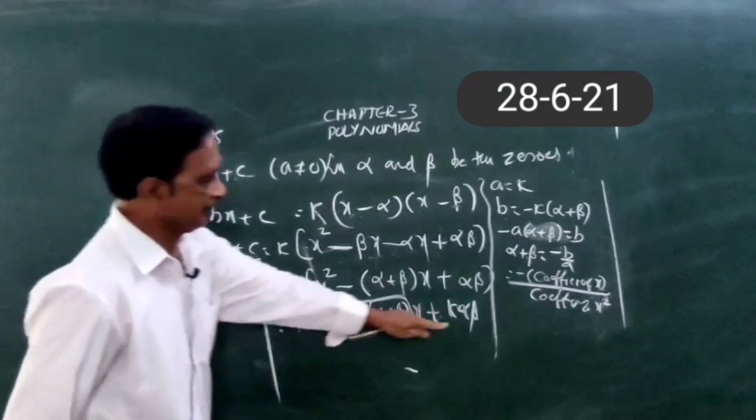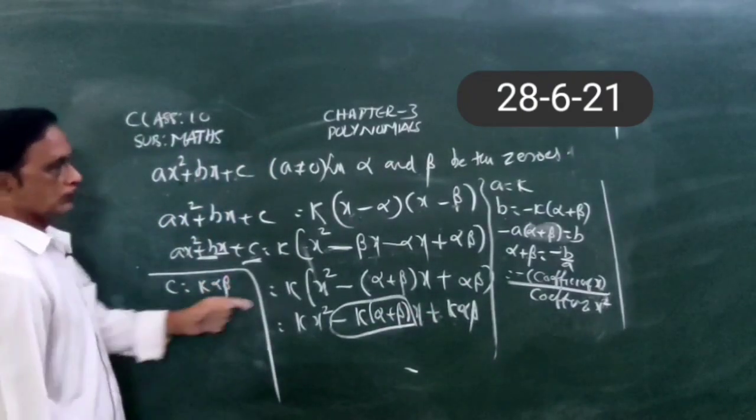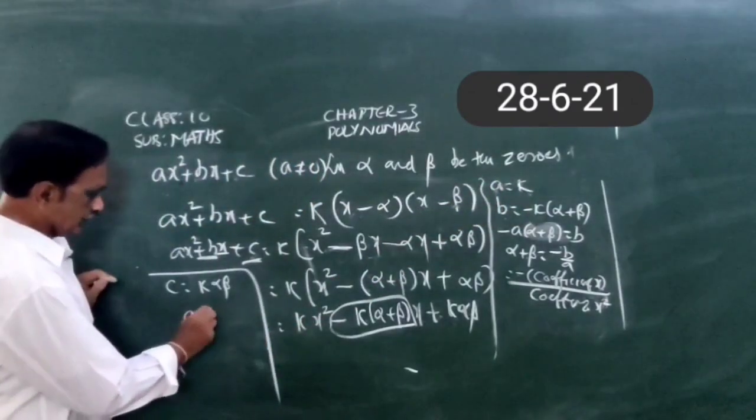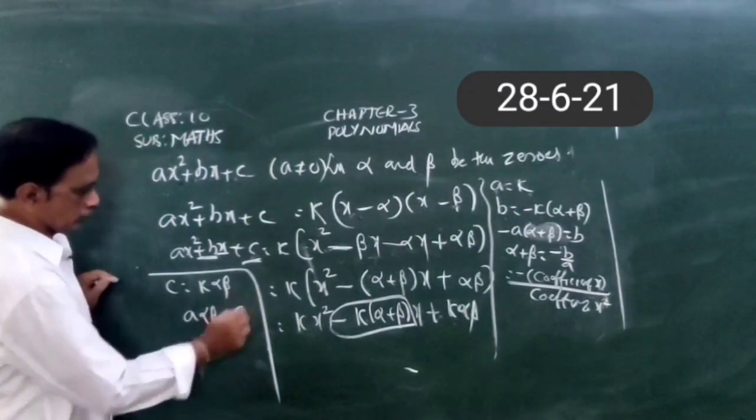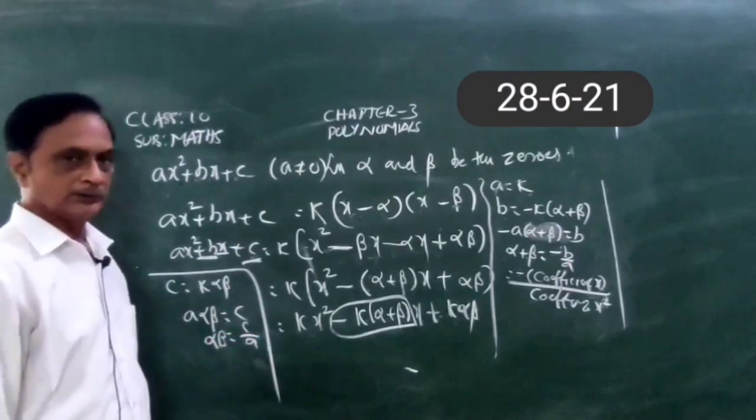And right hand side? K alpha beta. What is the value of K obtained here? Put K equal to A. A alpha beta equal to C. Alpha beta equal to C by A.